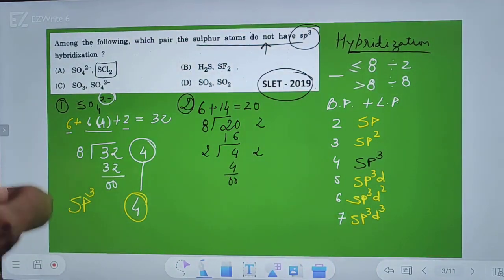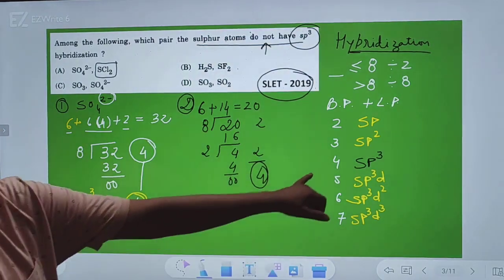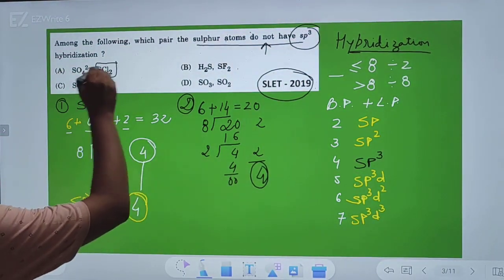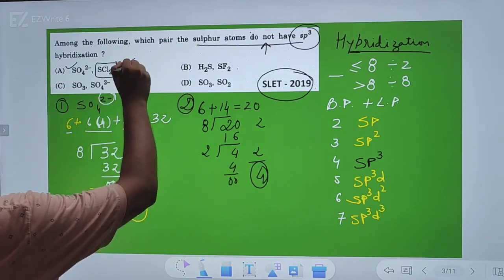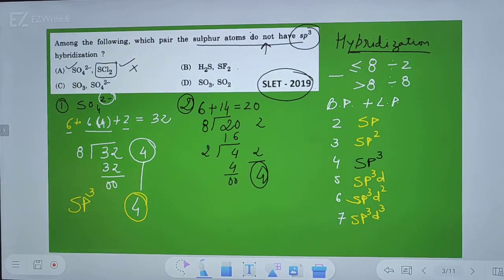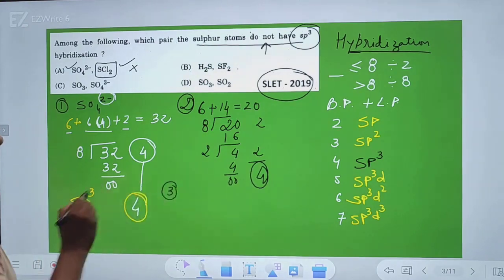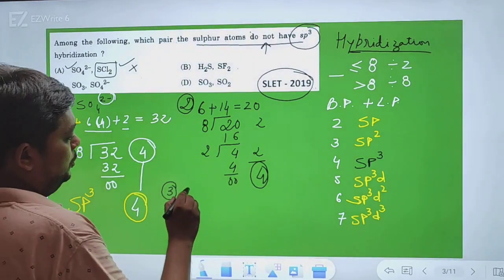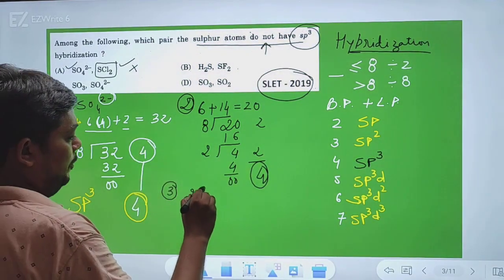So friends, you can see over here that it is 2 plus 2, again a total of 4, and when a total of 4, it is sp3. So both these examples go as sp3. So first option will not work because you are supposed to find out do not have sp3 hybridization. It has sp3 hybridization. Okay, do not have sp3 hybridization. Coming to the second one, H2S and SF2. H2S, a very important molecule, 2 atoms, 2 electrons each from 1 hydrogen, plus 6 from sulfur.